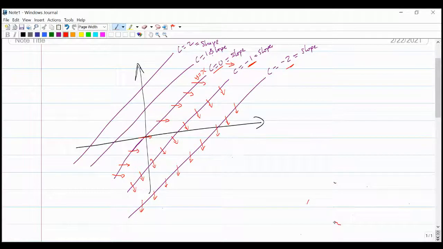Then let me go to the slope equal to 1. Along this isocline, I have a slope that is equal to 1. So you will see that the slope is exactly the same orientation as the isocline. So that's the slope equal to 1 there. But then along this isocline, I have a slope that is now a little bit off, going to 2 there.